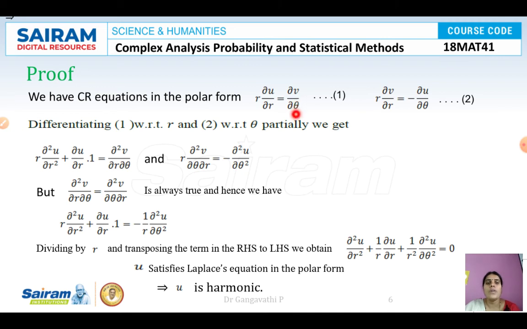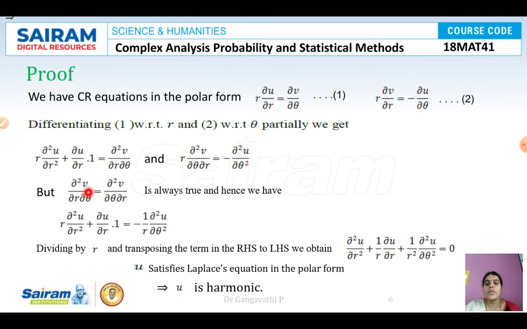This is equal to, when we differentiate the right side with respect to r, dou by dou r of dou v by dou theta. That gives us dou square v by dou r dou theta. And now equation 2 has to be differentiated with respect to theta. So r is a constant because differentiation is with respect to theta, so keep r as it is. Differentiation of dou v by dou r with respect to theta gives dou square v by dou theta dou r, and this term is dou square u by dou theta square. Hope you have understood the differentiation. You have to be very careful here.